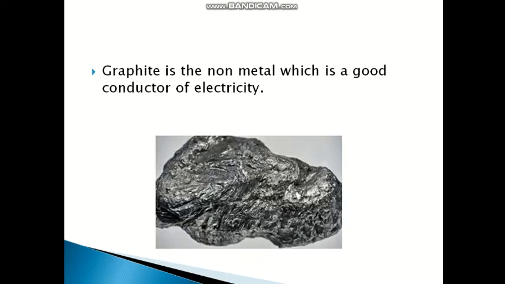And finally, graphite is a non-metal, but it is a good conductor of electricity. We have already studied that non-metals never conduct electricity, but graphite is the exceptional case here. This is one of the allotropes of carbon. You can say that since the bond becomes very weak, it can easily conduct electricity.